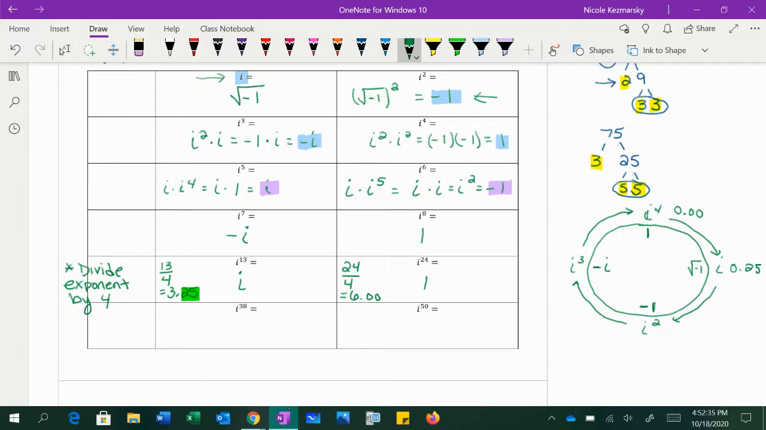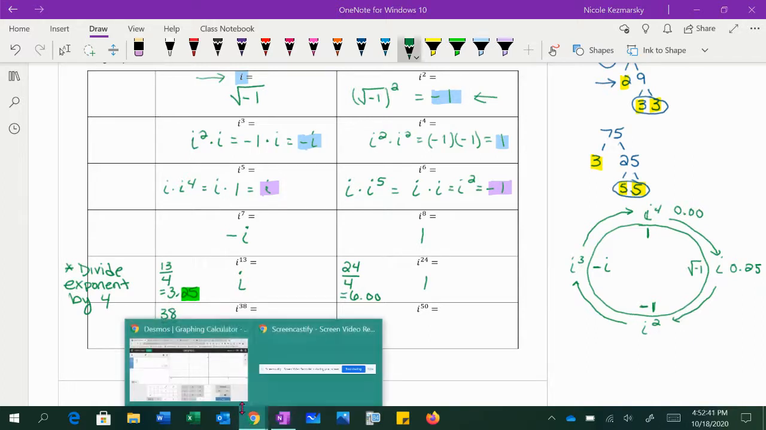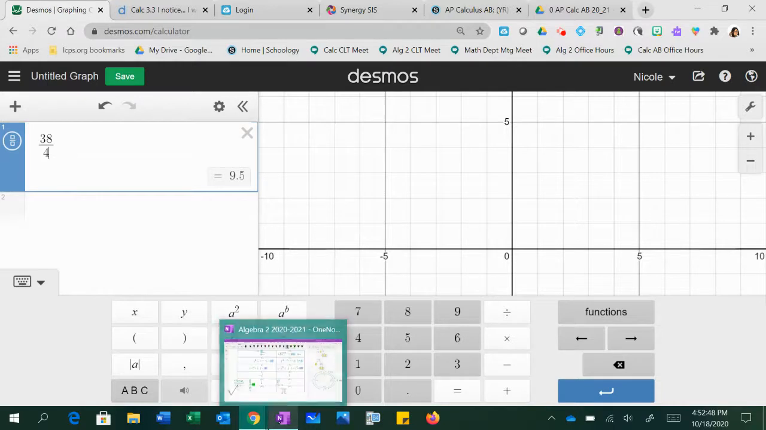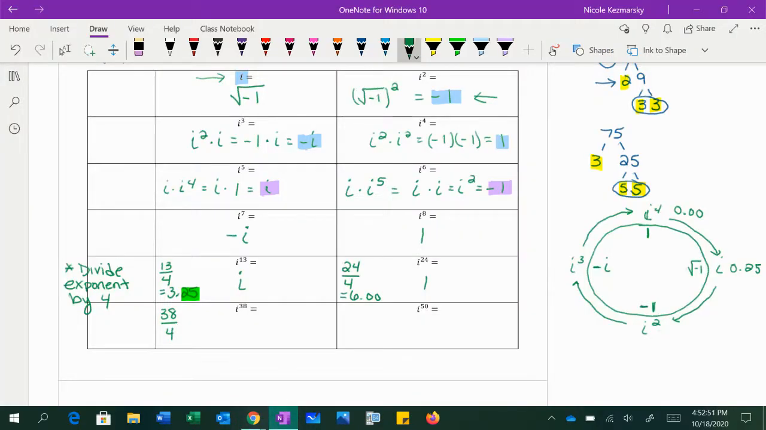So let's try 38. For 38, I'm going to do 38 divided by 4. I'm going to go over to my calculator and do 38 divided by 4. I get 9.5. When your decimal ends in 0.5, that means that you're down here with i squared, or negative 1.